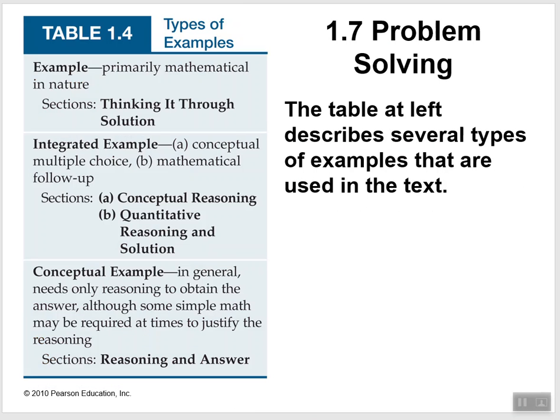Alright. The table at left describes several types of examples that are used in the text. Primarily mathematical in nature, think it through, solution. Integrated example: conceptual, multiple choice, mathematical follow-up. Sections: conceptual reasoning, quantitative reasoning, and solution. Conceptual example: in general, needs only reasoning to obtain the answer, although some simple math may be required at times to justify the reasoning. Reason and answer.